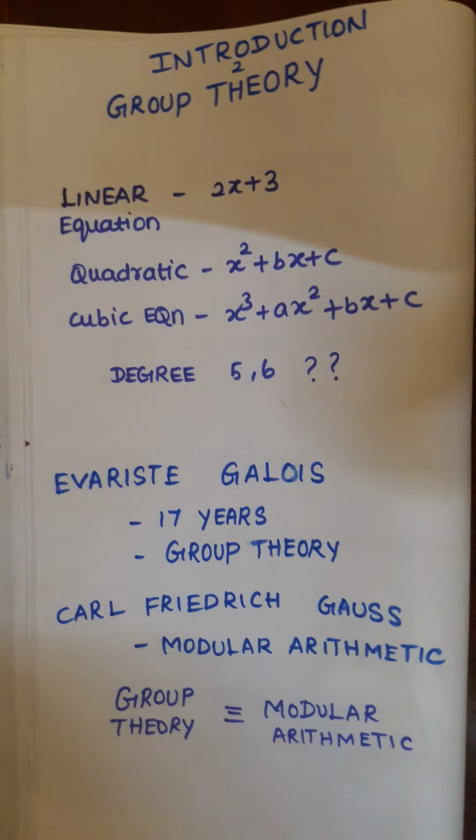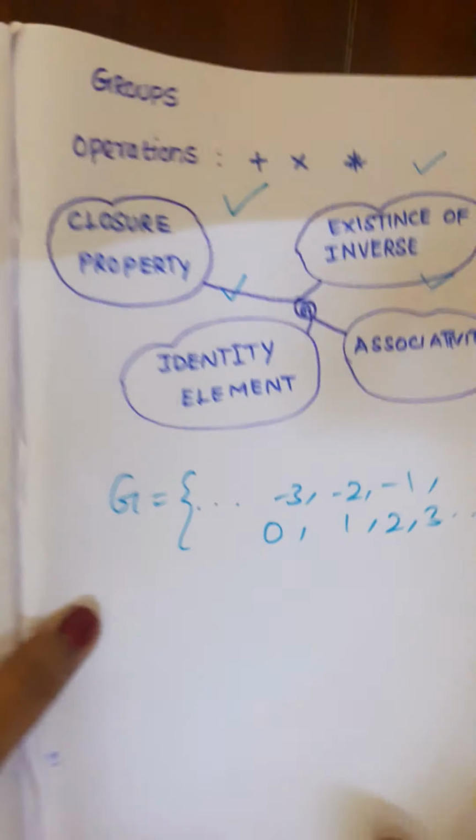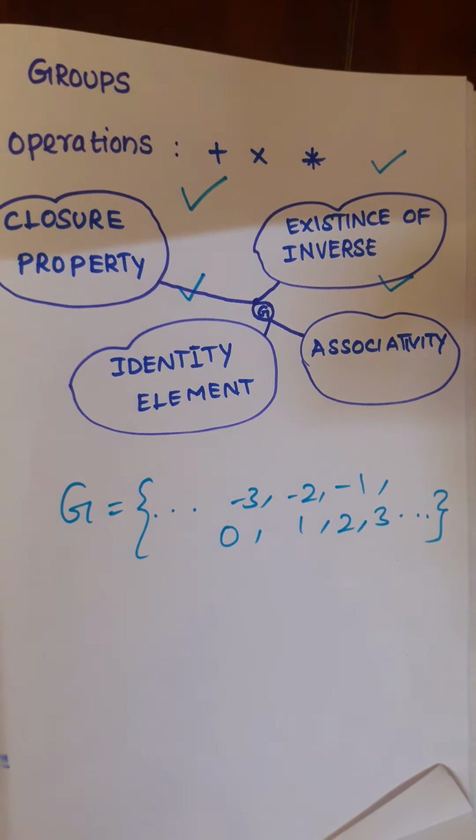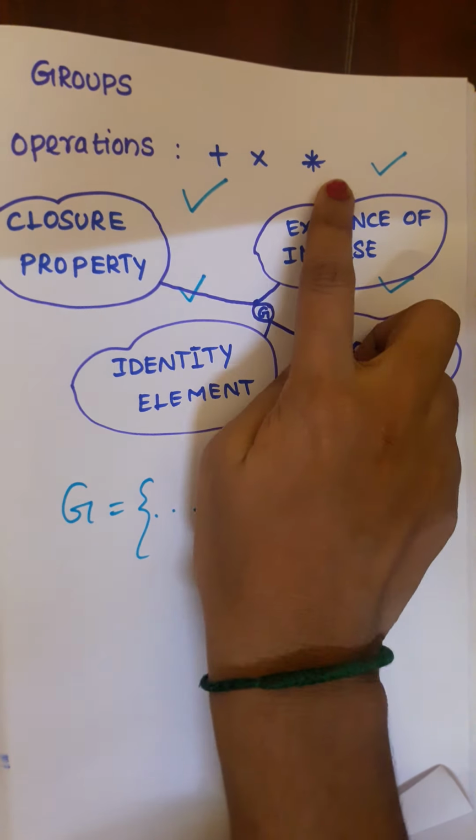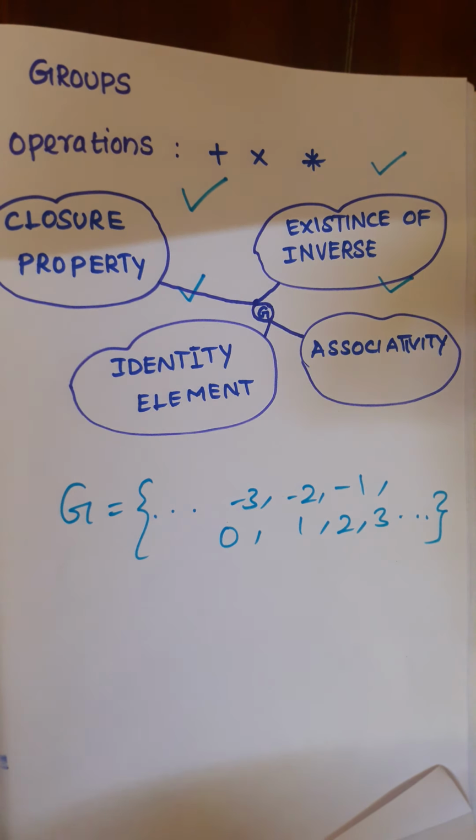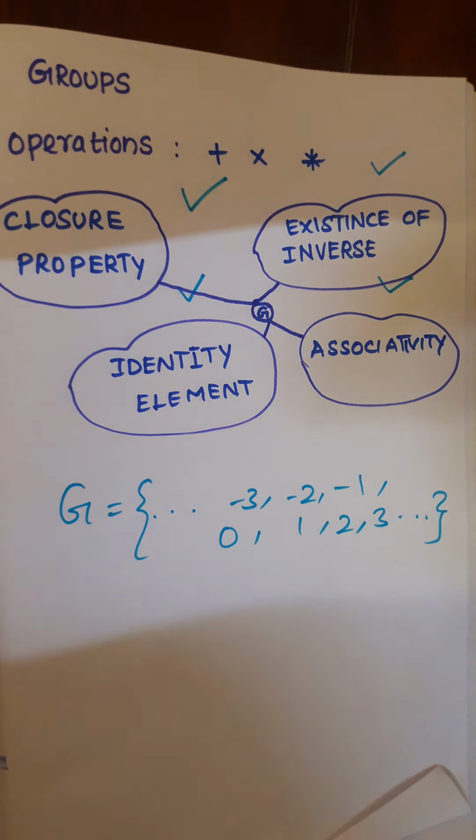We'll move on to the definition of groups. Addition, multiplication and asterisk are the operations performed in the group. To qualify a set as a group, it should hold 4 properties. Those are the closure property, identity element, existence of inverse and associative property. I'll explain one by one.